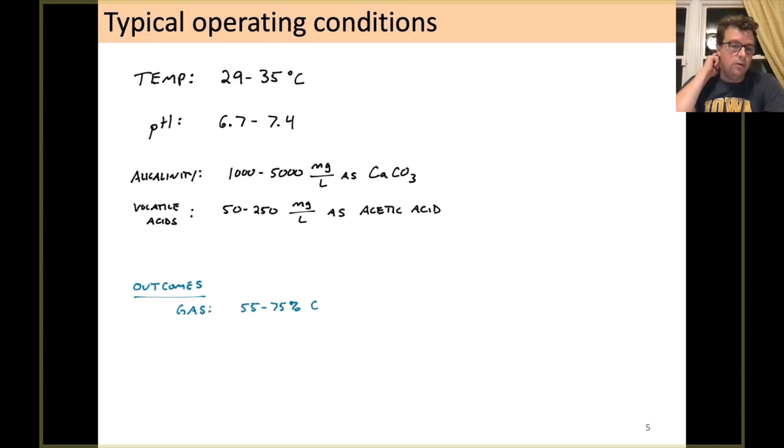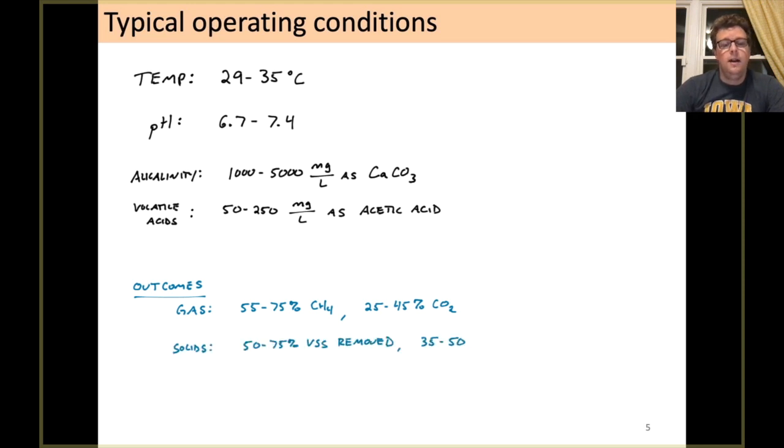So with those typical operating conditions, what we're going to generate is largely gases that come off of this. Methane representing anywhere from 55 to 75% of the gas, and carbon dioxide anywhere from 25 to 45%, the balance being a remainder of much more minor gases, hydrogen gas, nitrogen gas, for example.